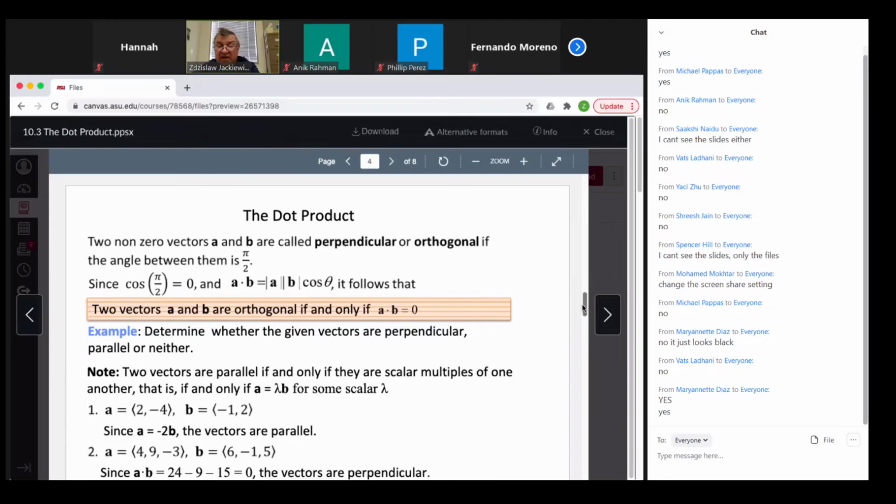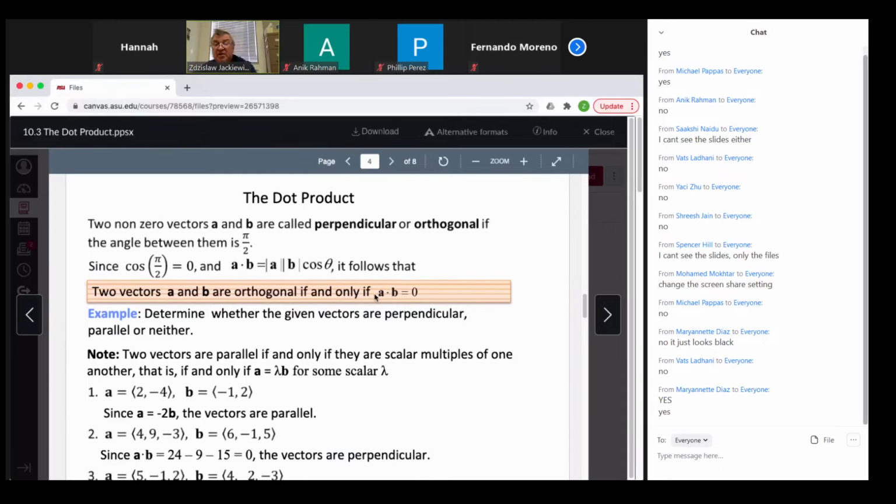Okay, so this was done last time, but now probably this is a new thing. So what is dot product, and what are the applications?